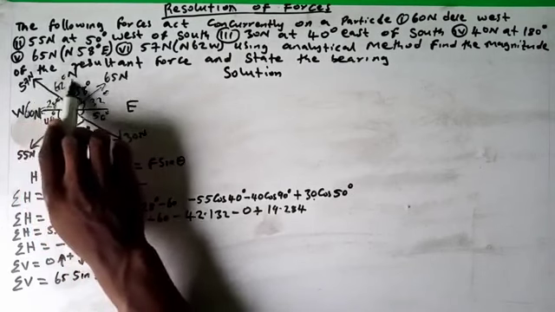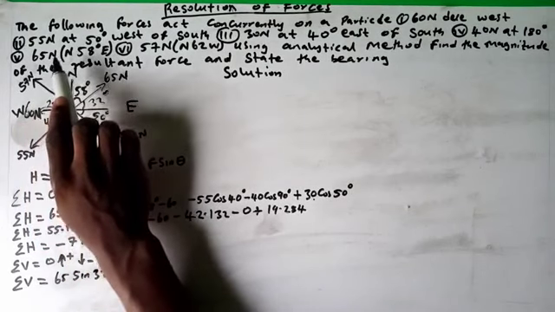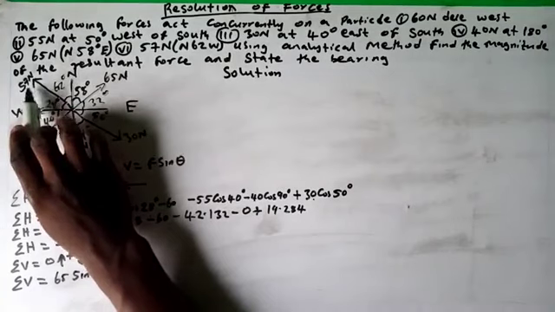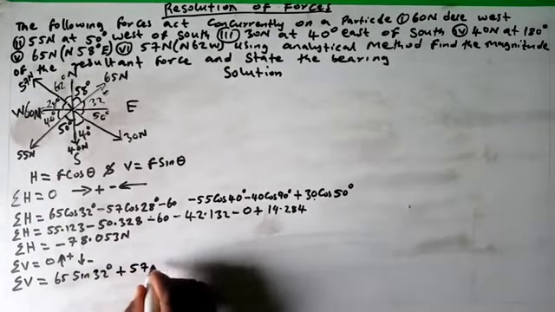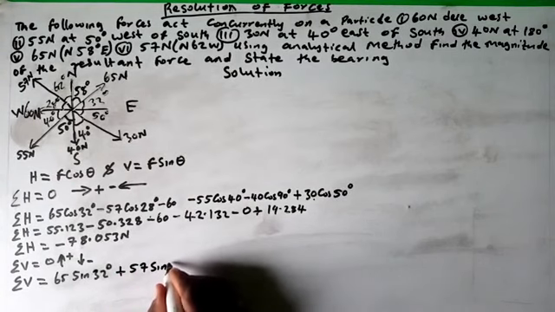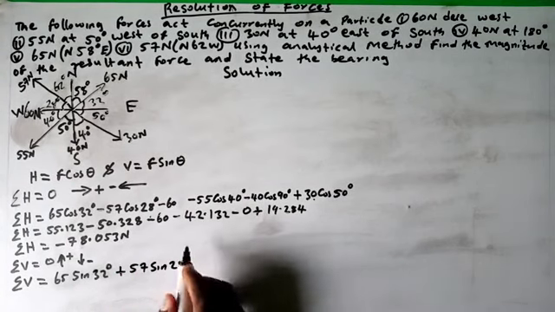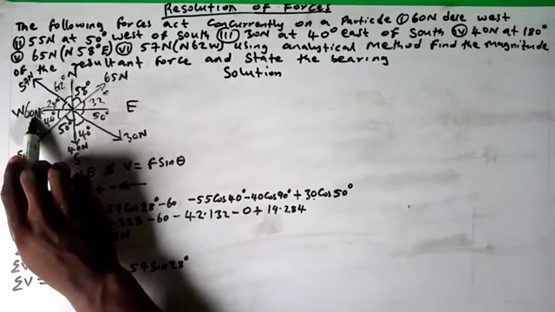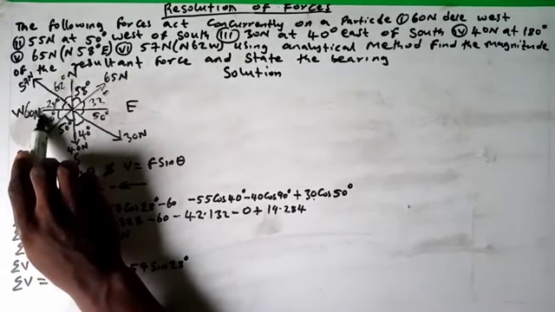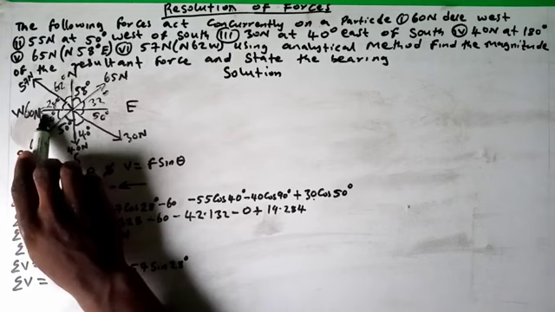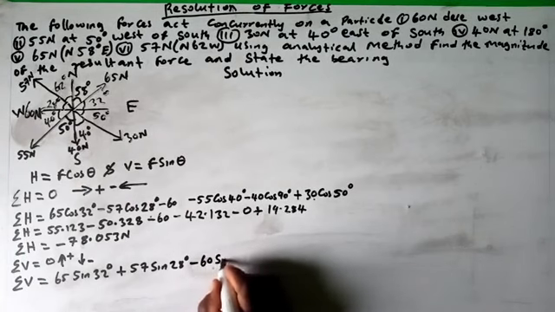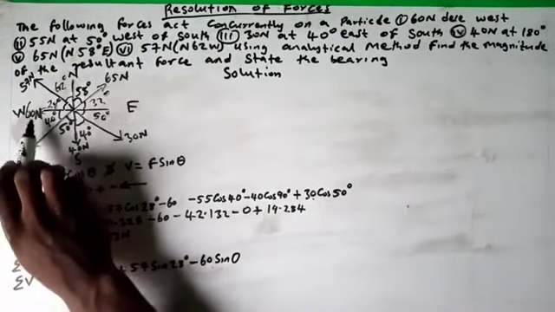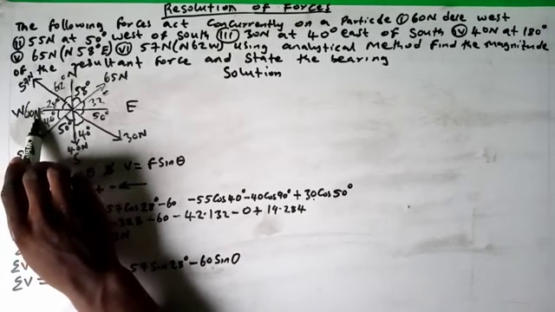If we close this angle the arrow is pointing towards the positive direction. Therefore, this 57 Newton is also positive. When I say plus 57 sine 28 degrees. The next force is 60 Newton. 60 Newton is a horizontal force. It doesn't have vertical component because sine 0 is 0. Now say minus 60 sine 0 because the angle of inclination of this 60 Newton with the horizontal is 0.